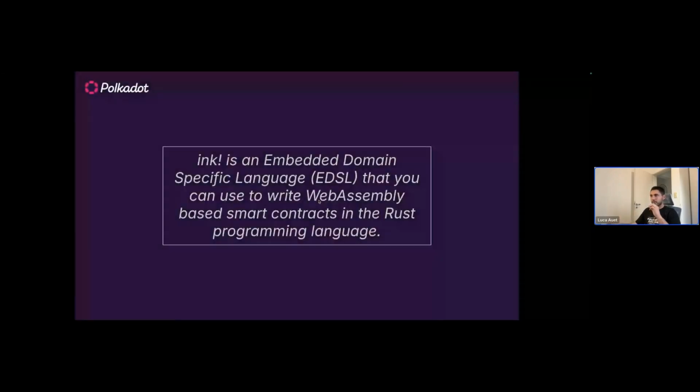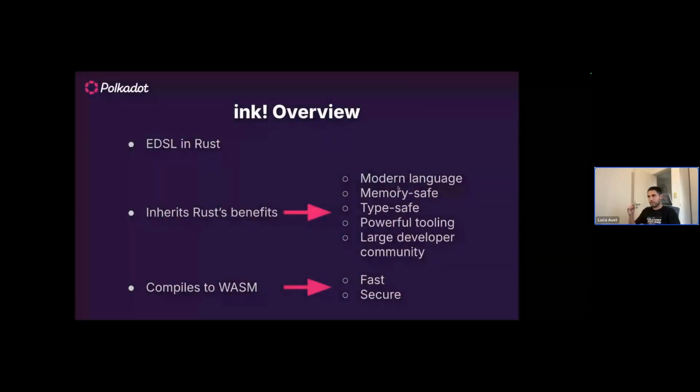So Ink, this is the formal definition of Ink, right? Ink is an embedded domain-specific language that you use to write WASM smart contracts in the Rust programming language, okay? Let's break this down. We first said that this is an embedded domain-specific language in Rust. This means that Ink is not a new programming language, okay? It is Rust. The difference is that it's a subset of it.